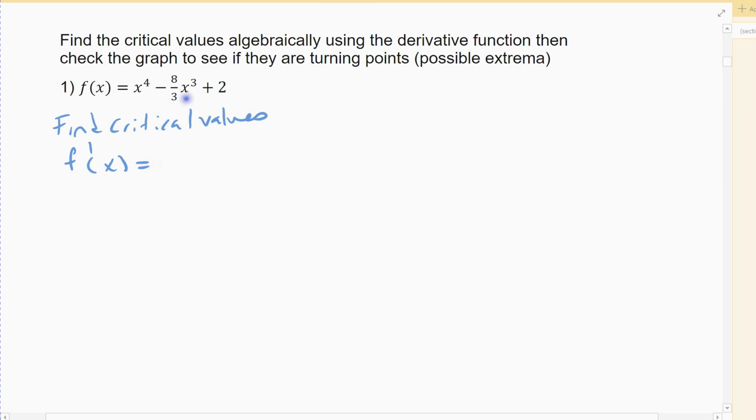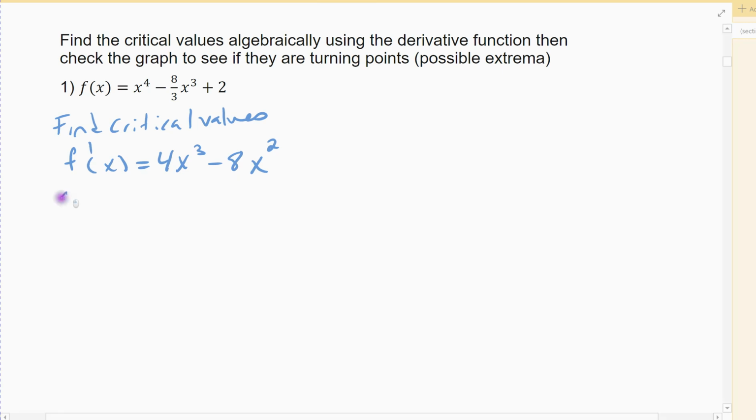The derivative of a polynomial is pretty straightforward. Power rule, constant rule. I get 4x cubed here. The 3 will multiply by the 8/3, so the 3's will reduce, leaving me with negative 8x squared. The 2 will zero out. So there's my derivative. It's a polynomial, so it exists everywhere, so the does not exist case does not apply. So there are no corners or vertical tangents. The only possibility is a horizontal tangent case.